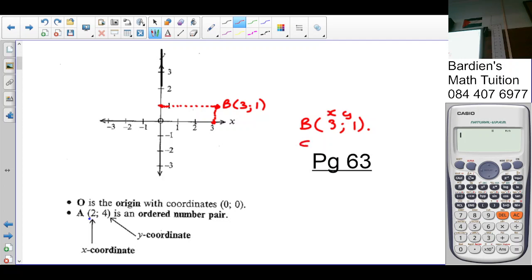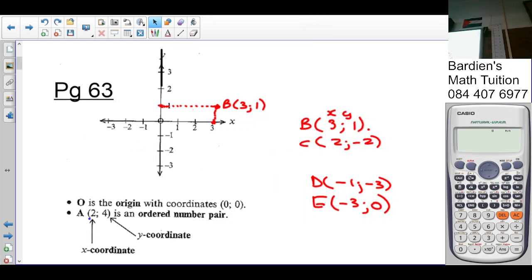Let's go with C, being 2 and negative 2. D, which is negative 1, negative 3. E, negative 3 and 0. Okay? These 3, I'm going to come around and check your work. I'm going to pause the video at this point.